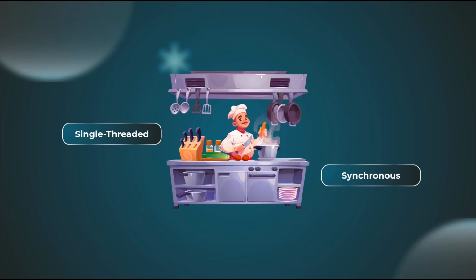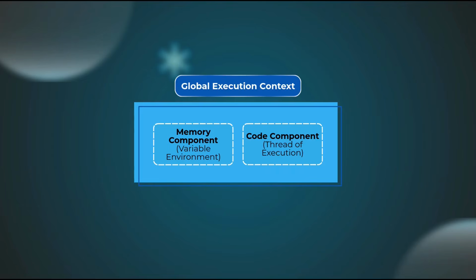So JavaScript is like a chef with only one burner and one knife. To keep track of what needs to be cooked and in what order, he makes use of a to-do list. In JavaScript, that is called the call stack, and the environment the chef is working in is called the execution context. So this is the global execution context, which has a memory component and a code component. The code component is actually what you type, the main thread of the execution. So you have your functions and everything. And the memory component is all your variables. All the values you're storing inside the browser is your memory component.